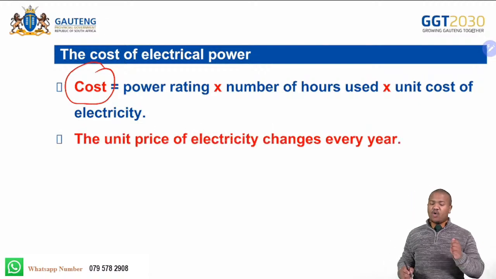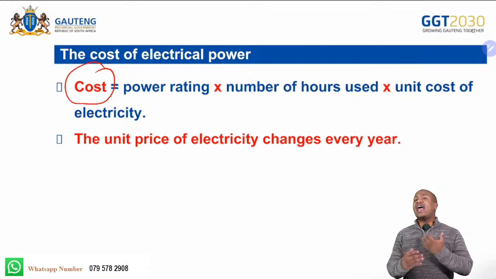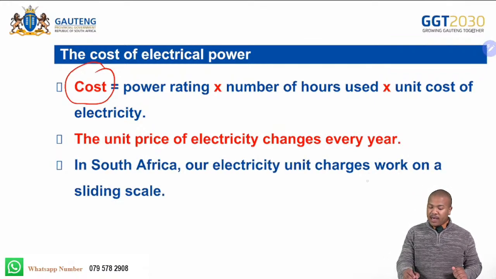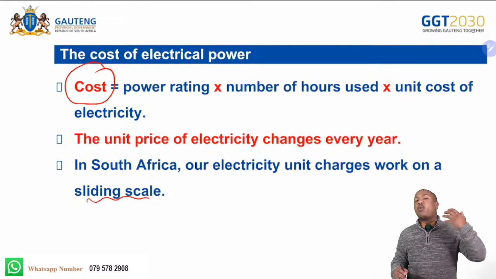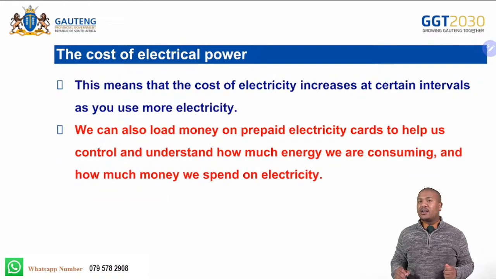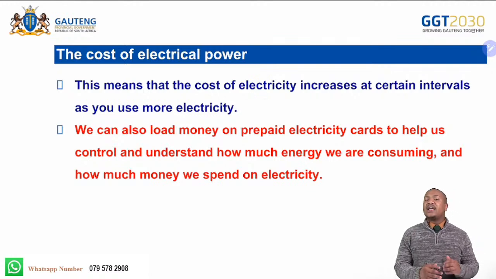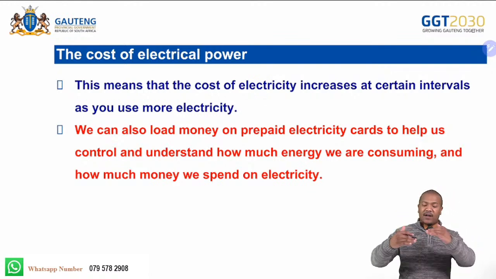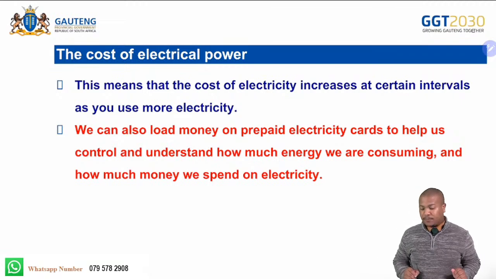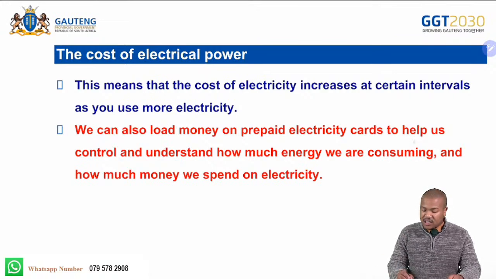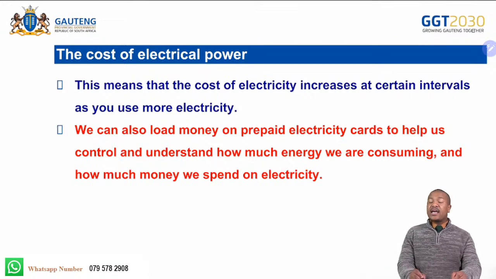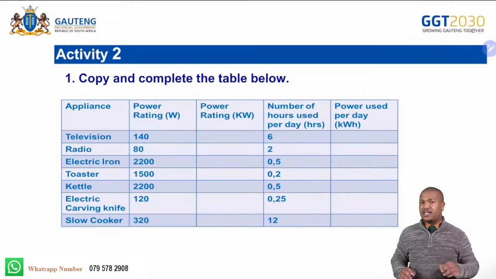Are we together? So the unit price of electricity changes every year. And it changes on a sliding scale, especially in South Africa. Our electricity unit charges work on a sliding scale. So this means that the cost of electricity increases at certain intervals as you use more electricity. And also we can load money on prepaid electricity cards to help us control and understand how much energy we are consuming and how much money we spend on electricity.